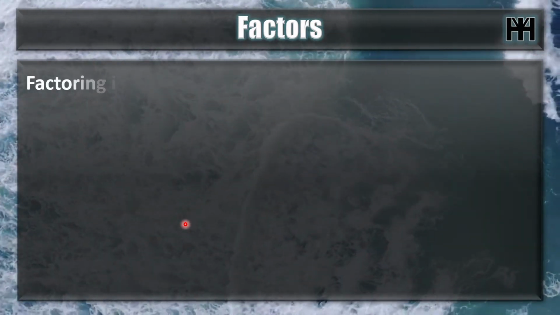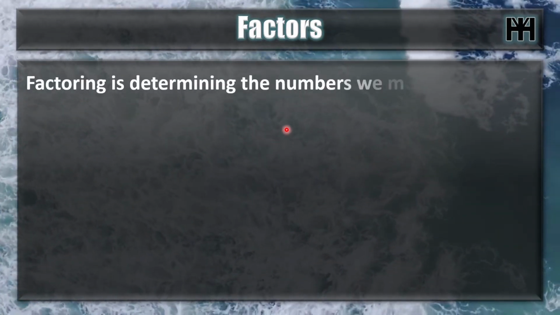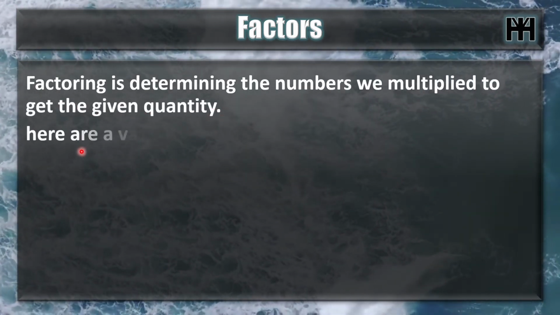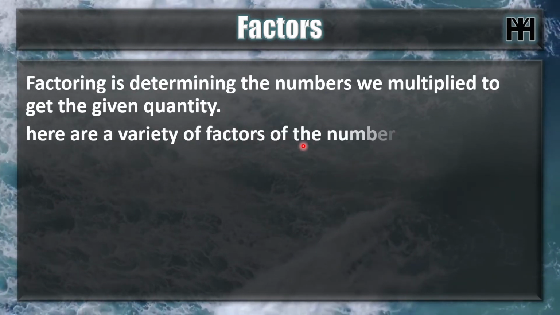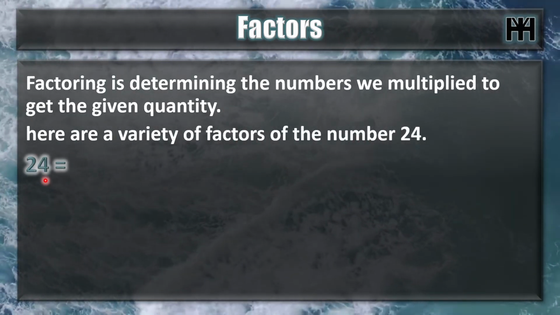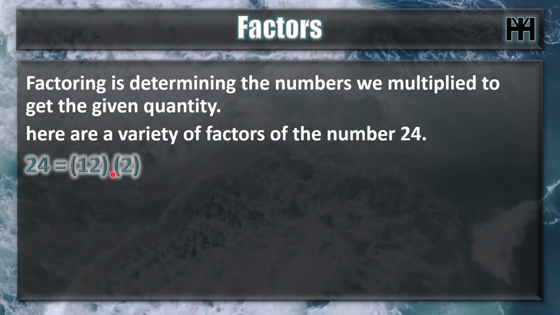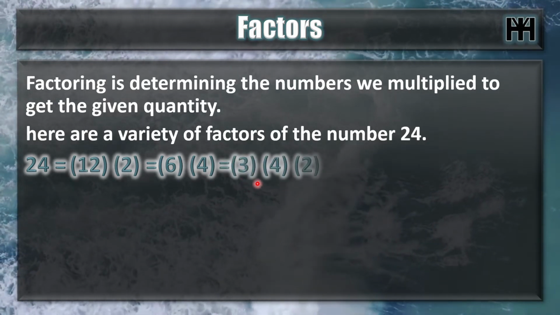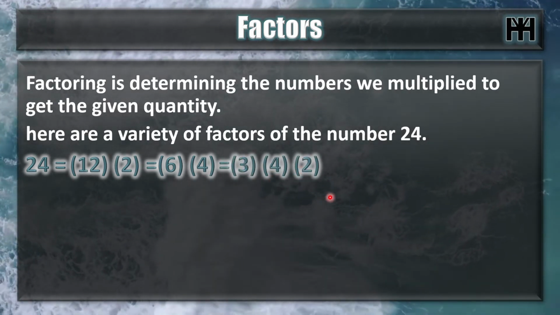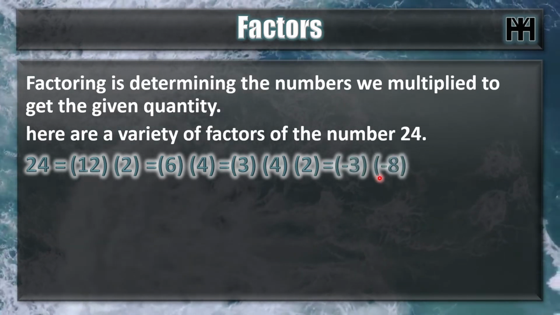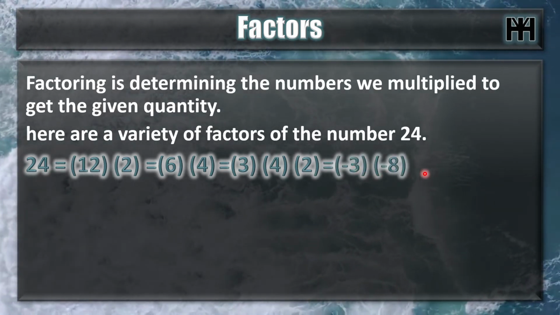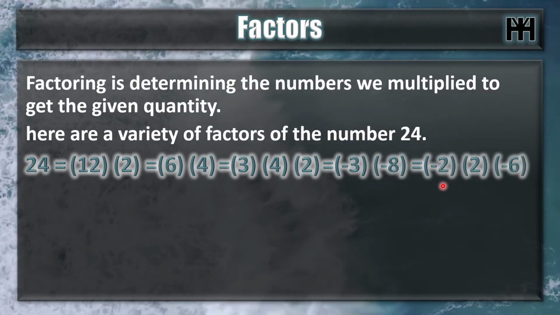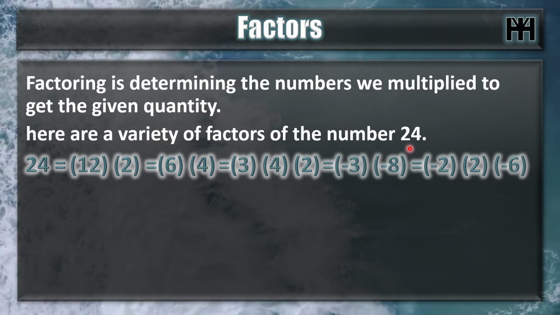Factors. Factoring is determining the numbers we multiply to get the given quantity. Here are a variety of factors of the number 24. 24 is equal to 12 multiply 2, 6 multiply 4, and 3 multiply 4 multiply 2, and negative 3 multiply negative 8, negative 2 multiply 2 multiply negative 6. These are all factors of the number 24.